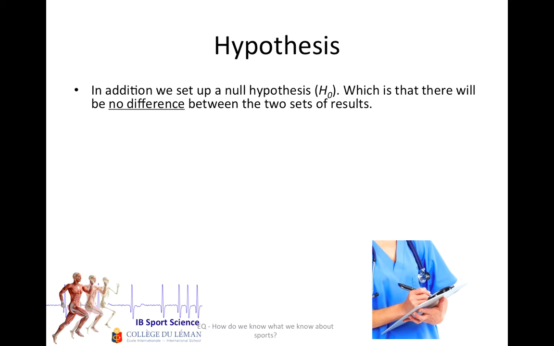Now, in addition to this alternative hypothesis, we need to set up a null hypothesis, which is the opposite. And it's basically that it's always that there's going to be no difference between the two separate sets of results. So your alternative hypothesis is always that there is going to be a difference, and your null hypothesis is always that there's not going to be a difference.